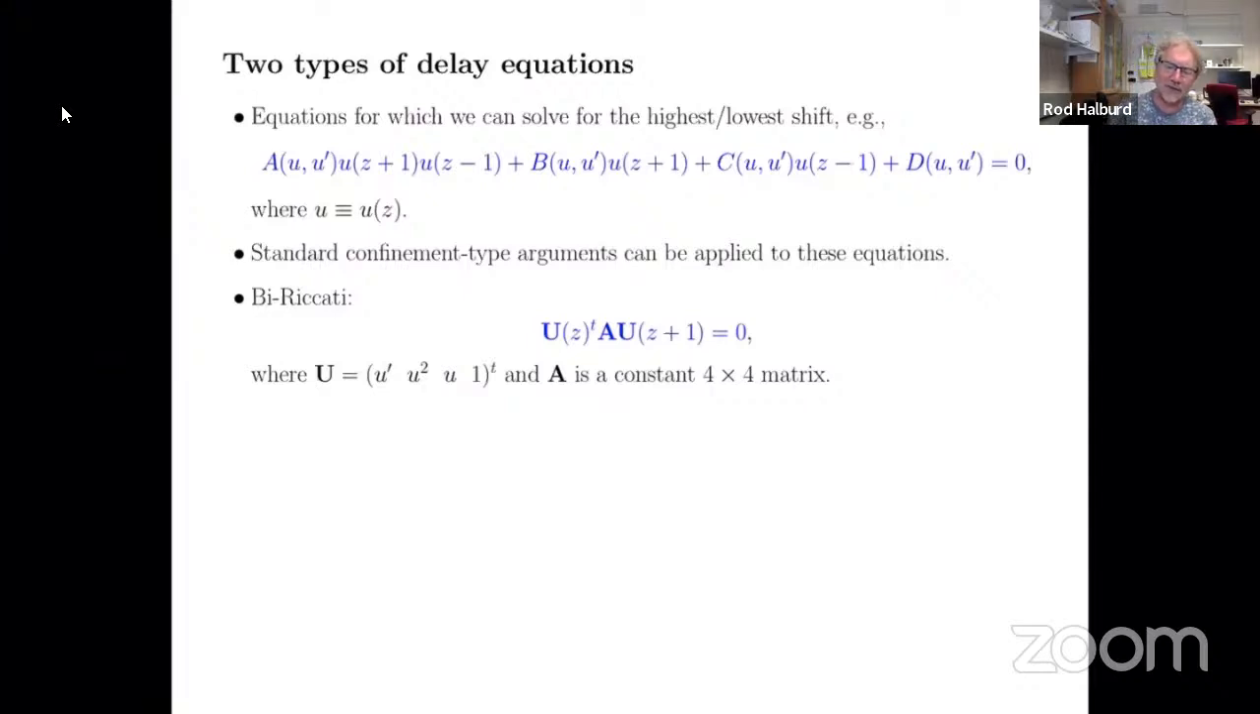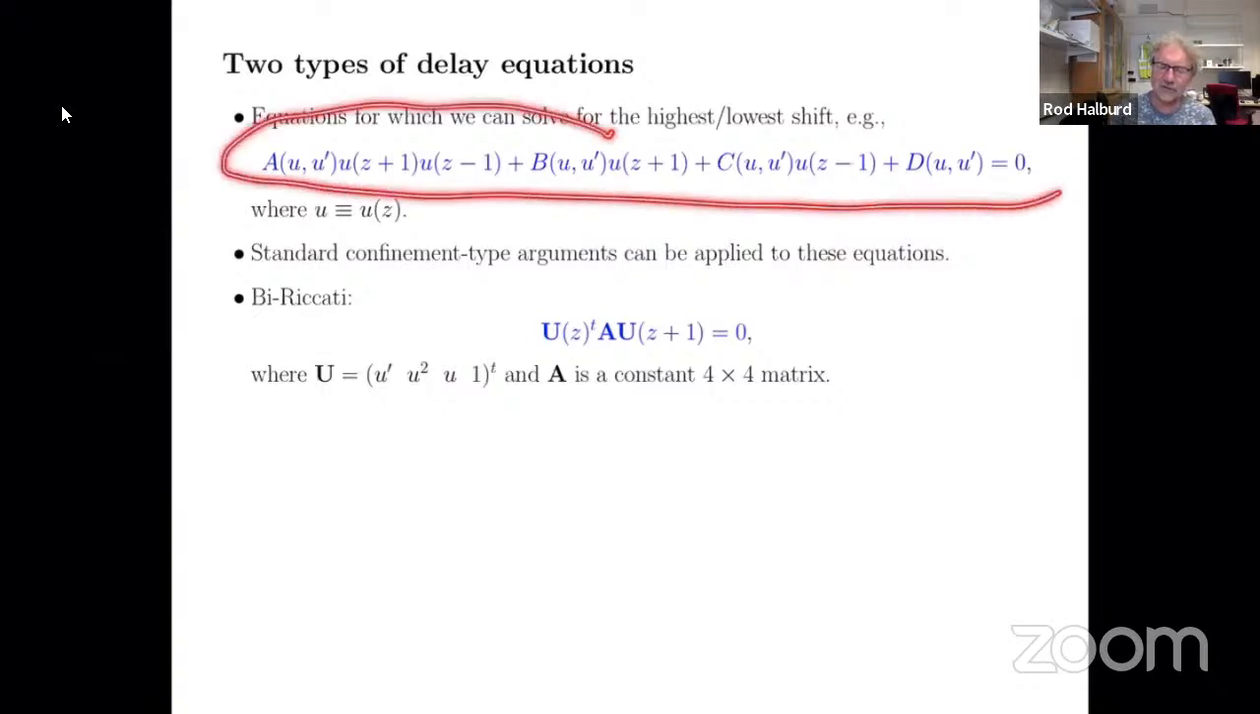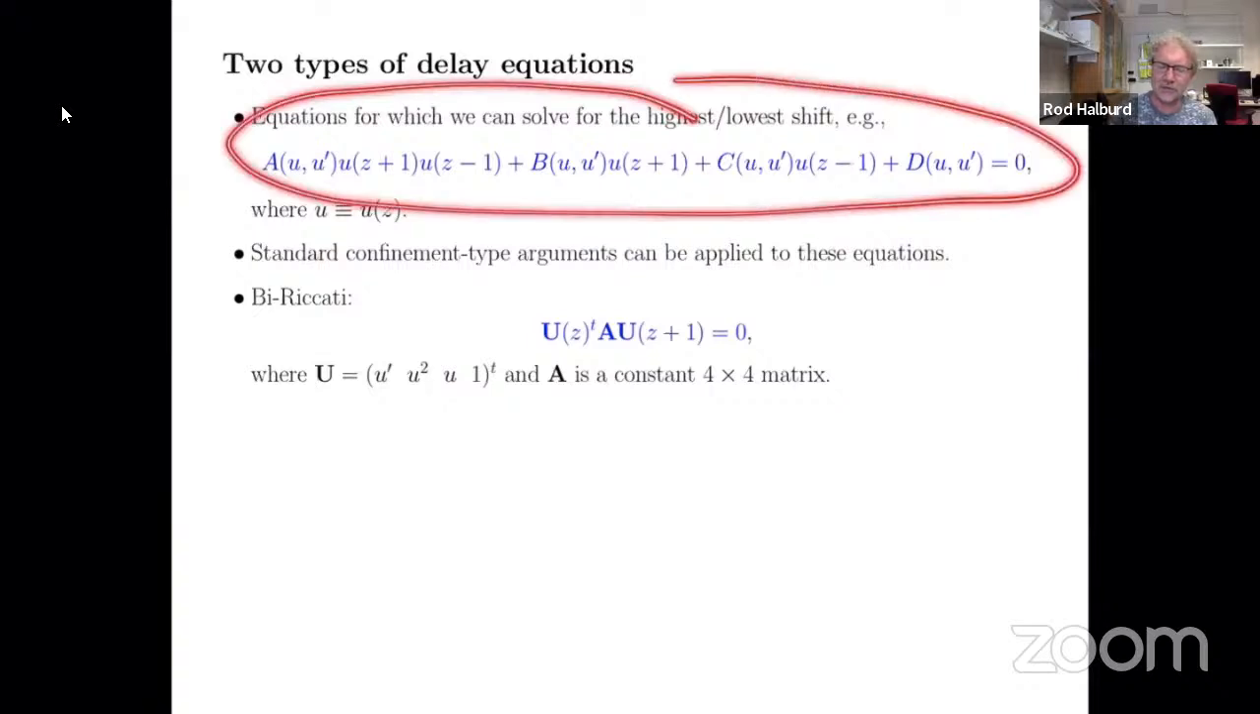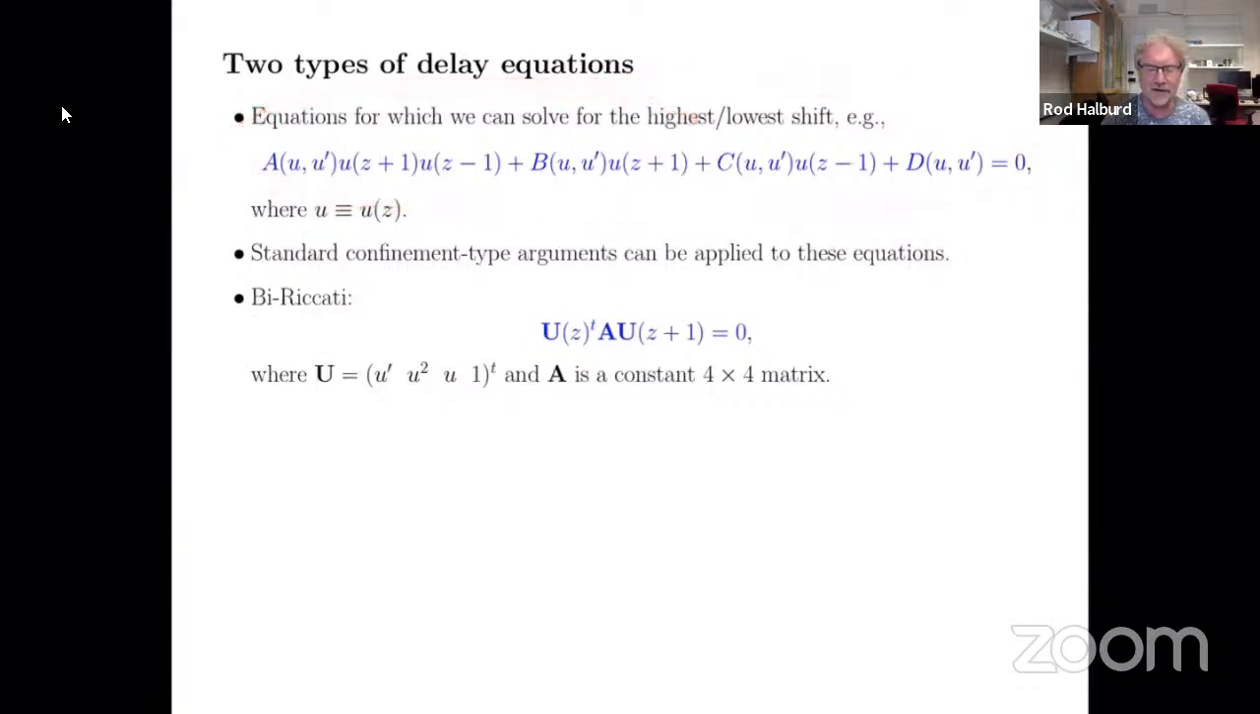So the type that behaves a bit more like a difference equation, or at least a type that behaves that way, is this one. What's nice about this equation is that I can solve algebraically for u of z plus 1, given u of z minus 1 and u at z and its derivative. When I haven't put an argument here, it's just at z. And similarly, I could shift downwards, so I could solve for u of z minus 1 and get a unique algebraic answer in terms of the other.